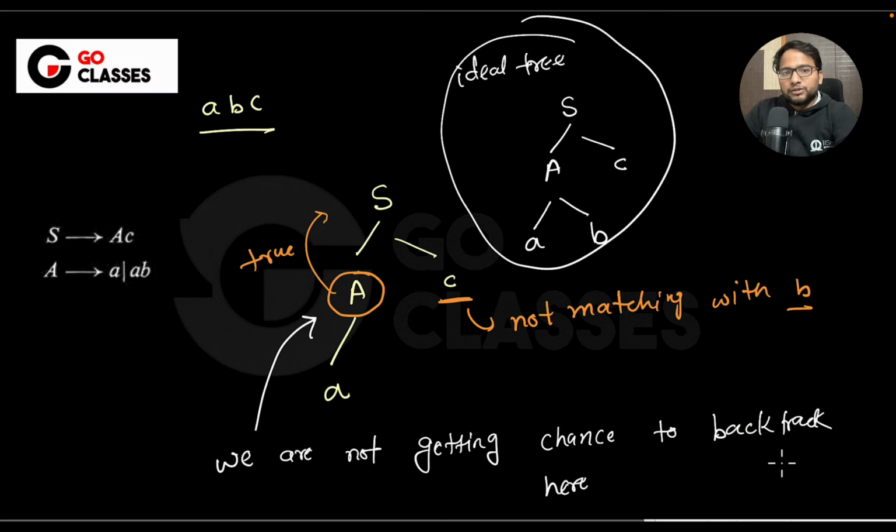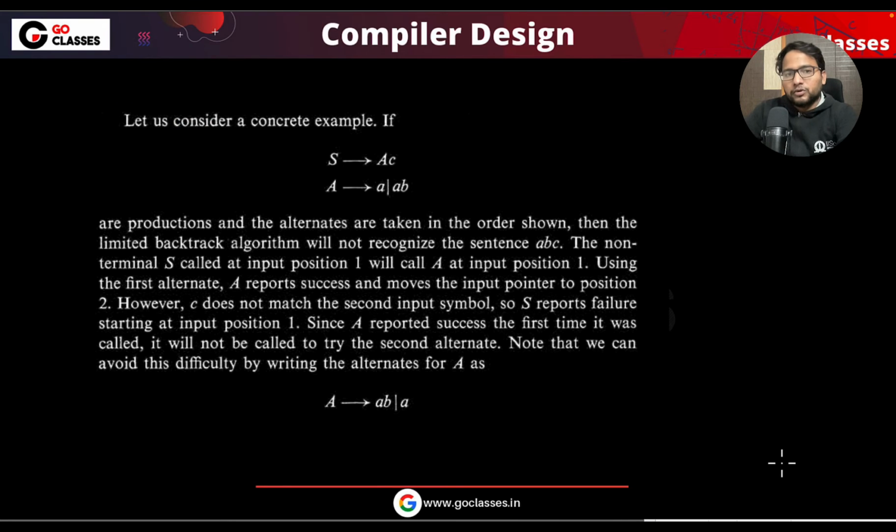Now let's see the next question here. So also you can see the answer here. As you can see, they are saying that the limited backtracking algorithm will not recognize the sentence ABC.